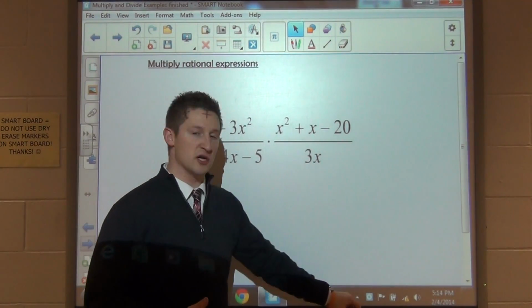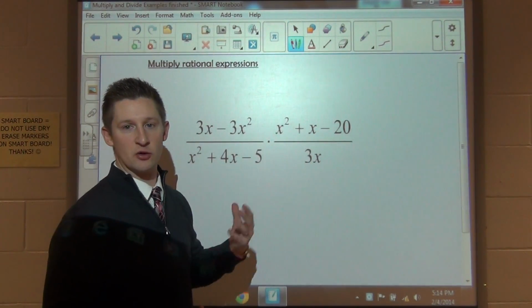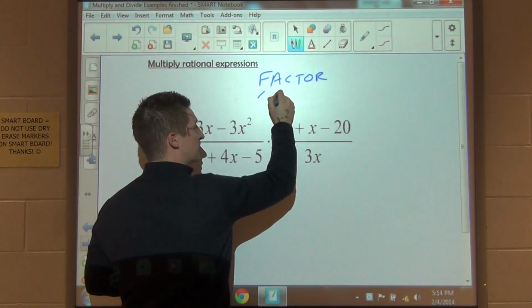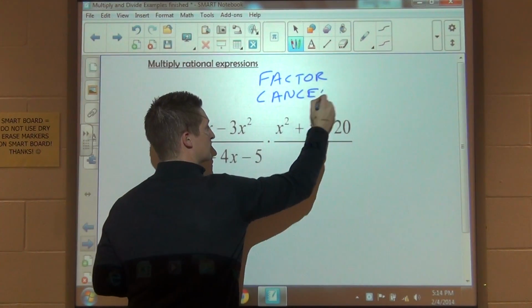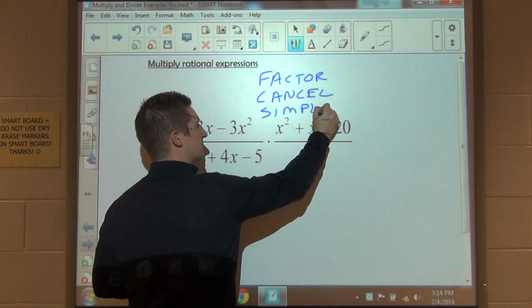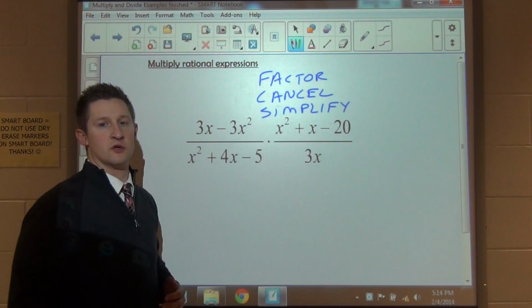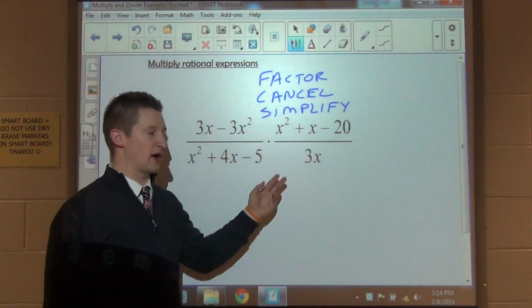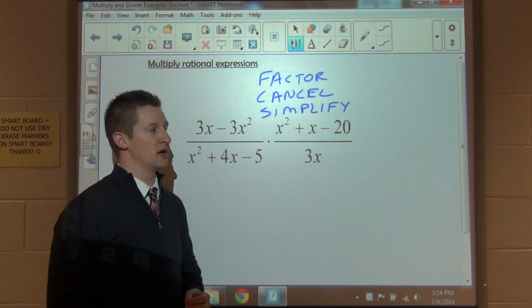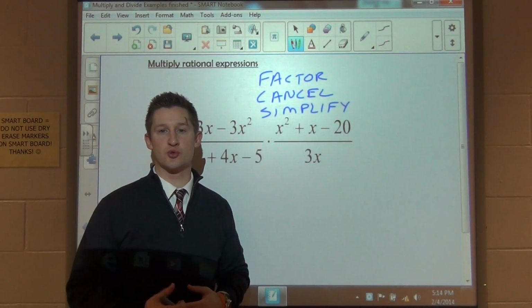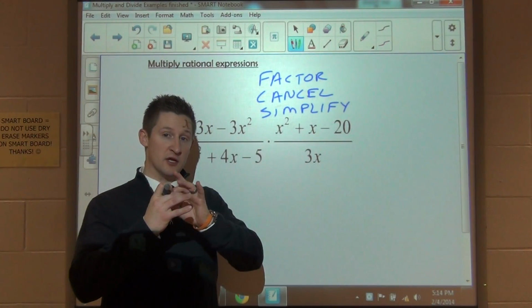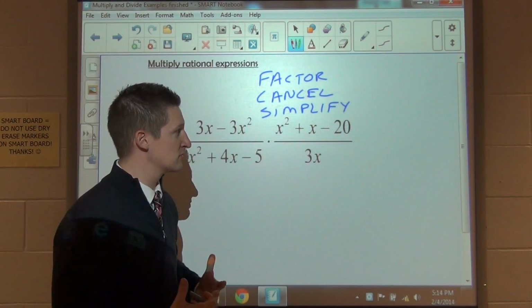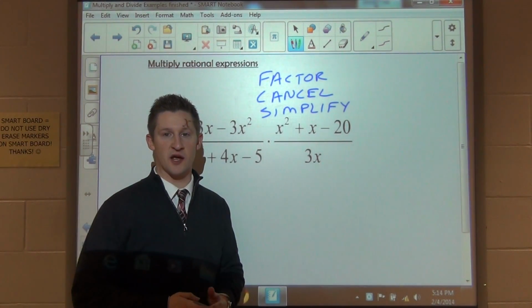Well, there's three real steps that I think you need to take in order to do this. And they are factor, cancel, simplify. So it starts as a sum in the numerator and the denominator of each of these fractions. I'm going to use factoring to turn it into a product. If I then have the combination of products in the numerator and denominator, I can cancel out any common factors and then simplify whatever expression I have left.